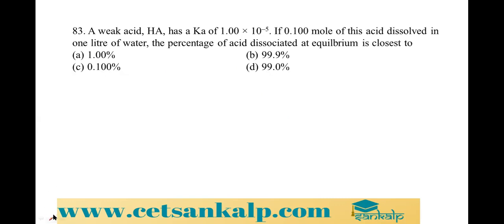Next, a weak acid has a Ka equal to 1 into 10 to the power minus 5. If 0.100 mole of this acid is dissolved in 1 liter of water, the percentage of acid dissociated at equilibrium is closest to which value? Let us see. It is given that Ka is equal to 1.00 into 10 to the power of minus 5.